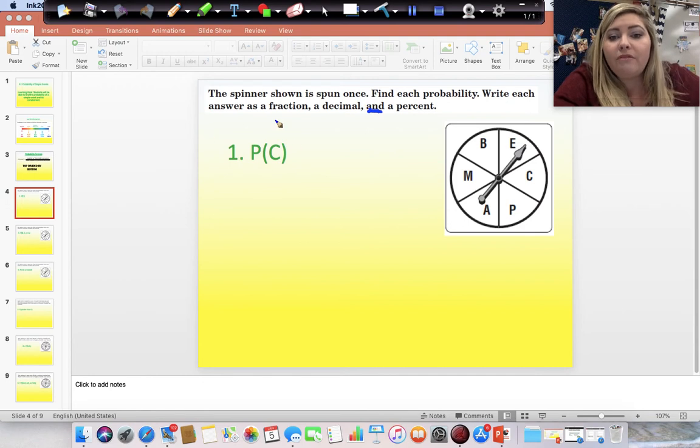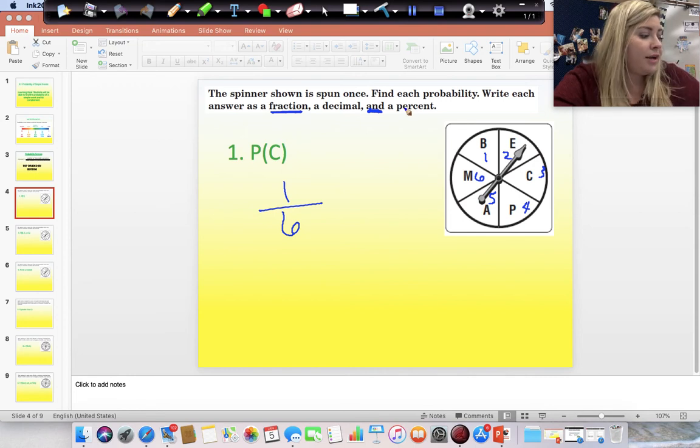So the probability of landing on C. Well, how many C's are there? There's just 1. So the probability of landing on C is 1, that's our favorable. That's what we're wanting to find out of how many total there are. Well, there's 1, 2, 3, 4, 5, 6 total possible choices. So 1 out of 6. So I've written it as a fraction. I need to now write it as a decimal. How do we find our decimal? Divide. Top divided by bottom. 1 divided by 6 gives me a running decimal.